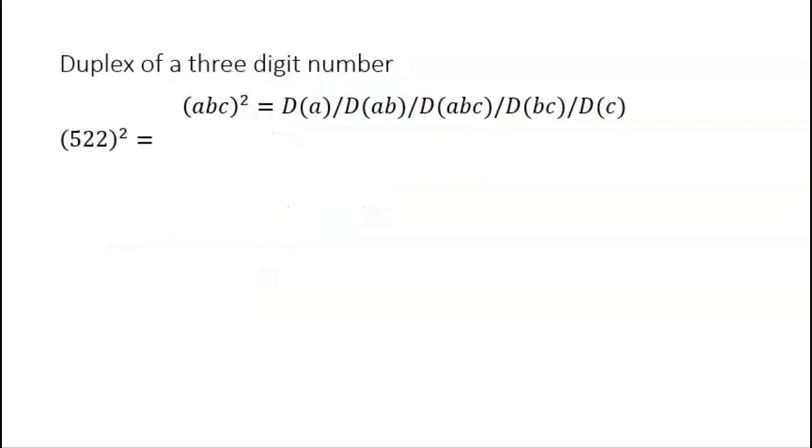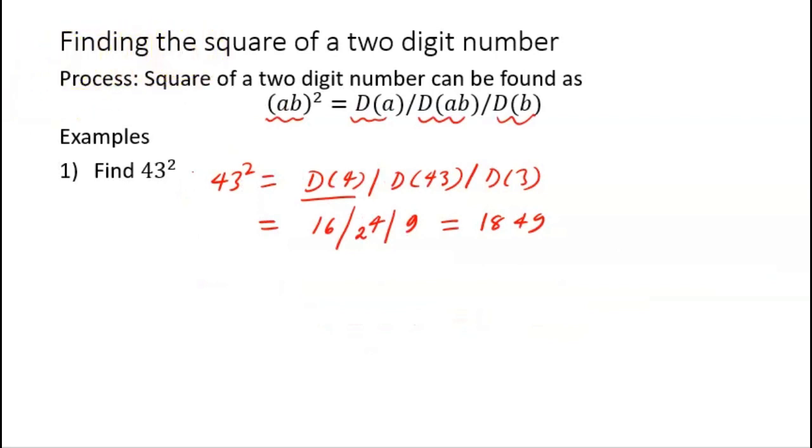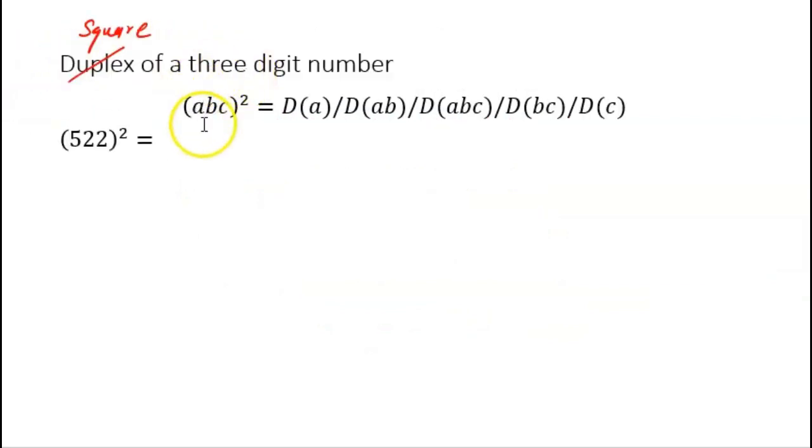Now I am going to take an example of a 3-digit number. To find the square of a 3-digit number, because we have already talked about how to find the duplex, it should be the square of a 3-digit number. If I have to find ABC square, I will write duplex of A, then duplex of AB, and then duplex of ABC, duplex of BC, and duplex of C.